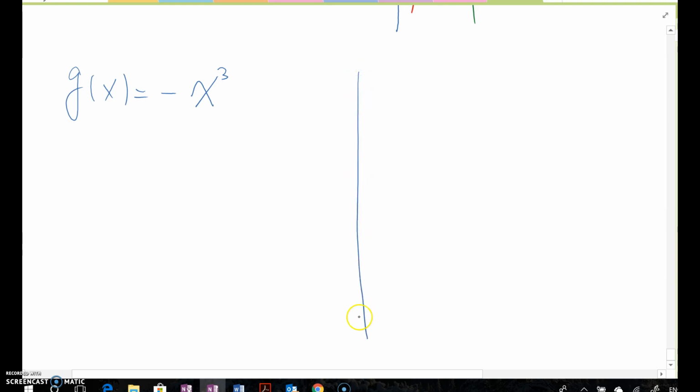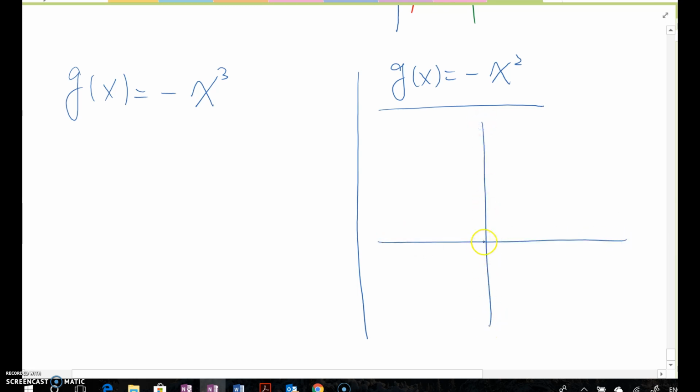Before, when we talked about g(x) equal to negative x squared, we flipped based on the x-axis. So the original graph was this, and now it reflects over the x-axis, so it becomes downside here. Now we can apply the same property.